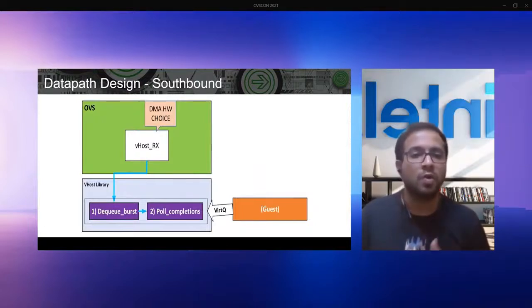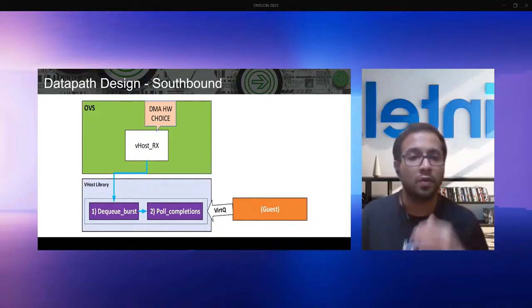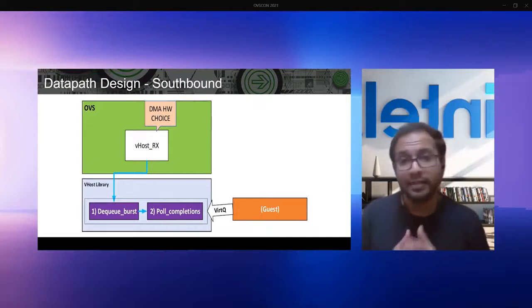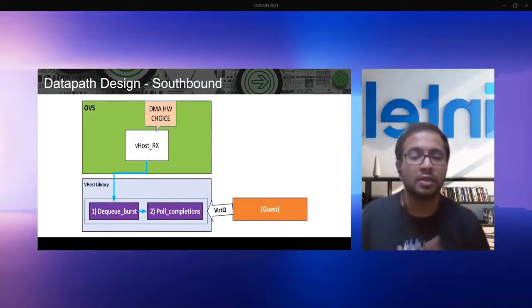Let's consider the southbound part first. That is, to DMA offload the packets flowing from the VM to the host. Now, OVS is given the flexibility to configure and choose the DMA device and provides this information to the DPDK vhost library. The library then has two tasks at hand. First, to fetch and enqueue the packets onto the DMA device using the dmadev interface in DPDK. And second, to poll for its completion sometime later, since we utilize the asynchronous nature of DMA.